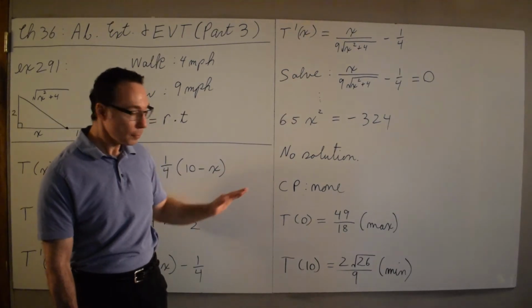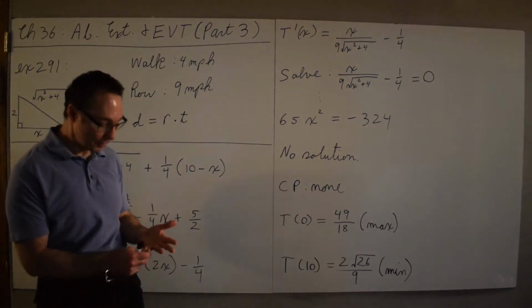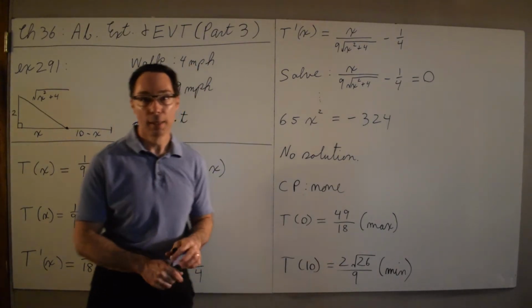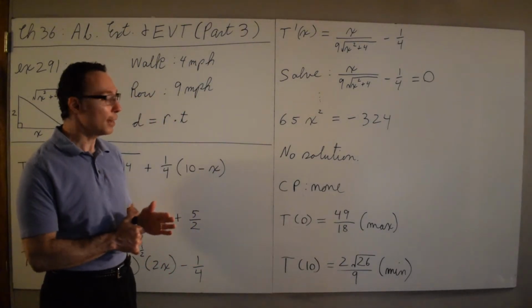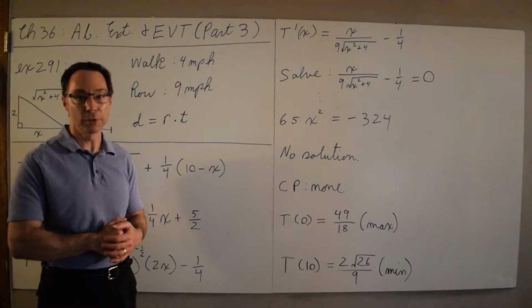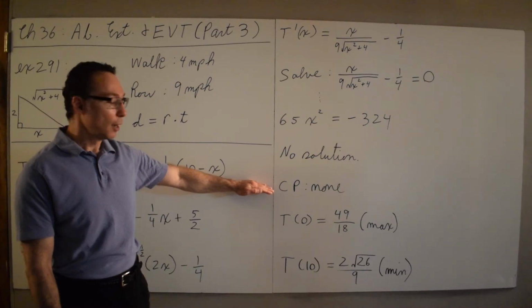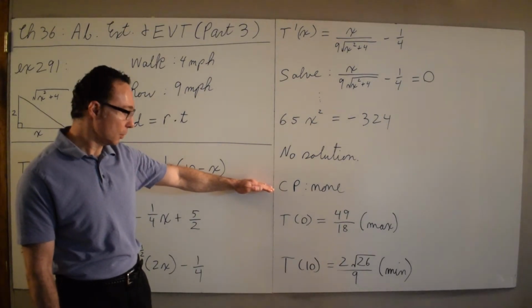So remember, the extreme value theorem says a continuous function on a closed interval has a max and it has a min. Then the theorem after that says that max and min occur at either the critical points or the endpoints. There are no critical points, so the endpoints, one of these is our best solution.